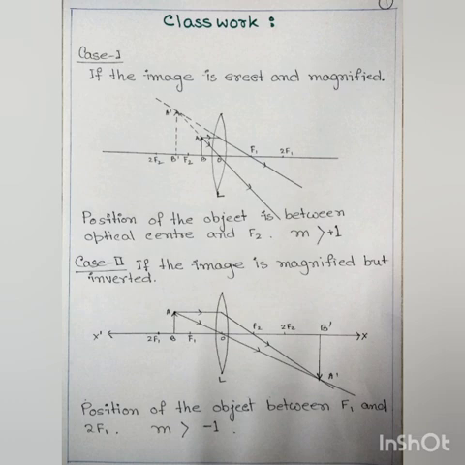And let us consider the second situation when the image is magnified but inverted. We know if the object is in between f1 and twice f1, the image will be formed on the other side of the lens and it will be beyond twice f2 and it will be magnified but inverted. So here magnification will be greater than -1. Clear?